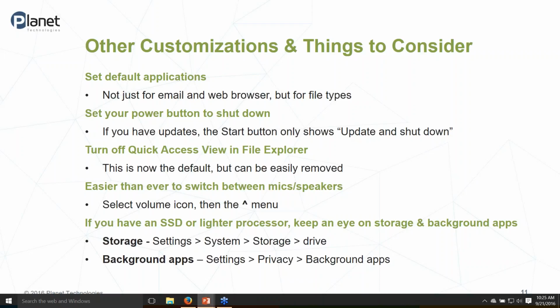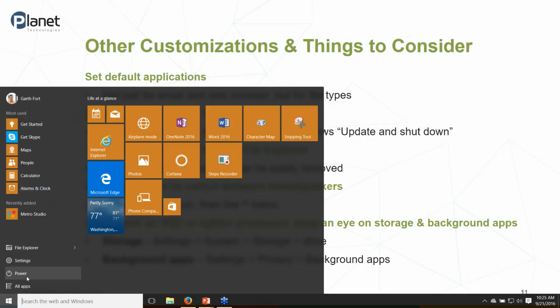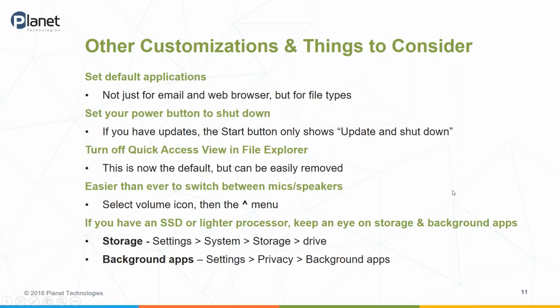The other thing that I noticed about Windows 10, if I come in and click my power button, is that if I have an update pending, you only have the option to update and shut down. You don't really get the option to just shut down. So that's been a little bit of an irritation that I had specifically with my Surface Pro 3. So what I did is I went into my power options and made my actual power button just an update button. So that may be something you want to set up.